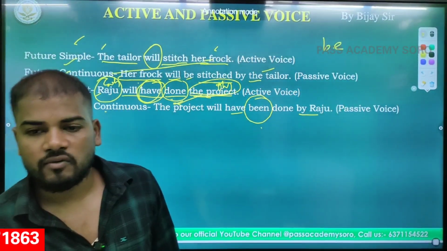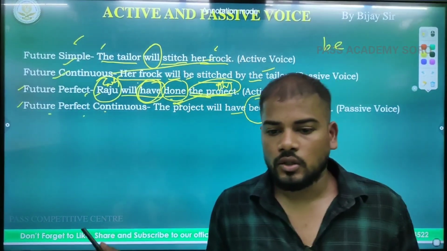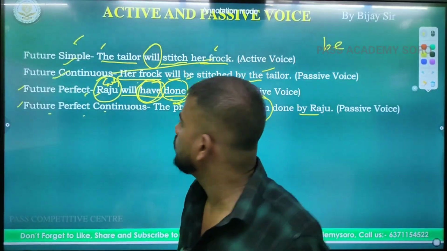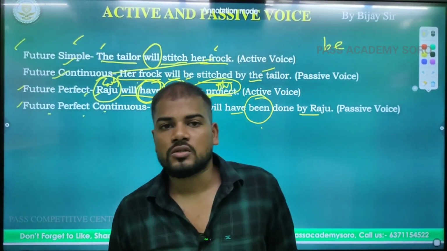So I hope you people understand the active voice into passive voice. These are the basic things we have read today, and the basic rules we have already read. Keep remembering all these things and convert certain sentences into passive voice.